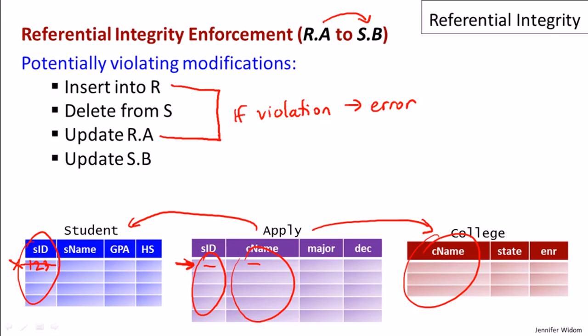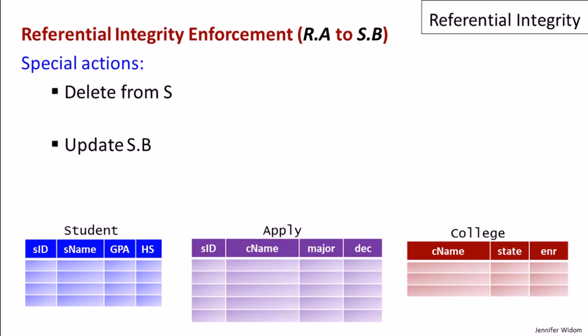For the referenced table, however, table S, or in our case, table student and table college, if there are modifications that violate the constraint, if the referential integrity was defined initially with some special options, then it's possible for the database system to automatically modify the referencing table so that the constraint is not violated. So let's talk about that in a little more detail. Let's start by talking about deletions from the referenced table.